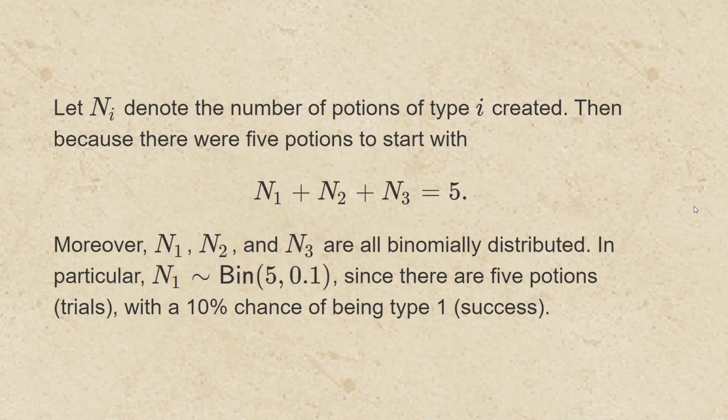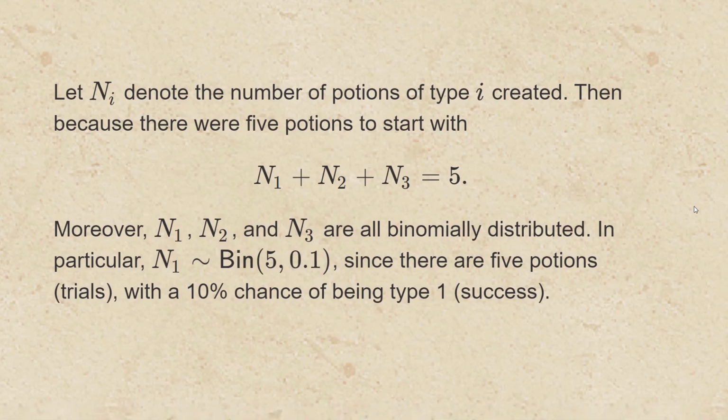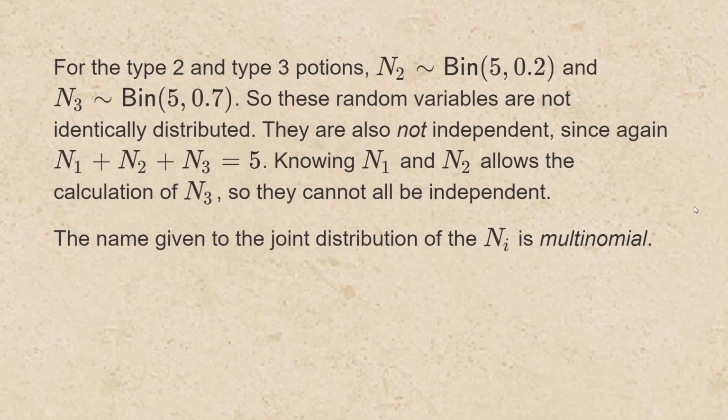Moreover, n sub 1, n sub 2, and n sub 3 are all binomially distributed. In particular, n sub 1 is binomial with parameters 5 and 0.1, since there are 5 potions, aka trials, with a 10% chance of each trial coming out type 1, which is what's counting as a success here. For the type 2 and type 3 potions, n sub 2 is binomially distributed with parameters 5 and 0.2, and n sub 3 is binomially distributed with parameters 5 and 0.7. So these random variables are not identically distributed.